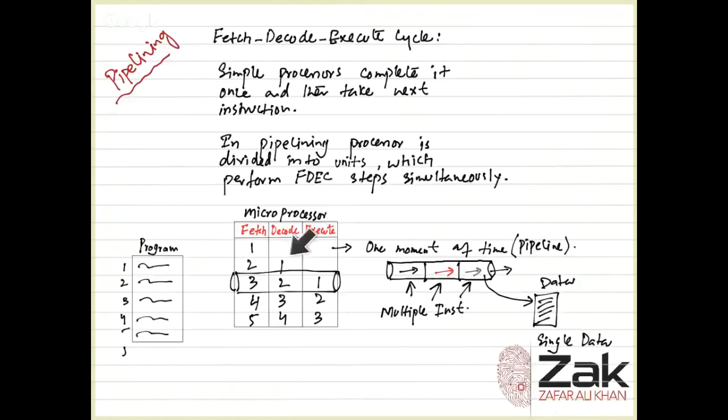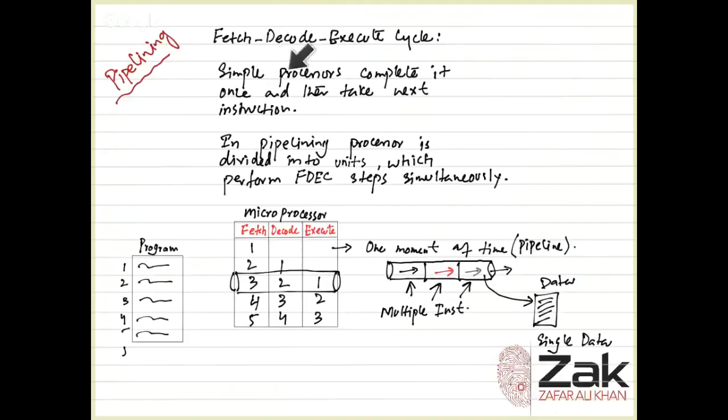This is multiple instructions, single data. Means multiple instructions are in the cycle, but the instruction which is executing is the only one utilizing the data, because the other two are either being fetched or decoded. They are not utilizing the data. So the one which is being executed is utilizing the data. So multiple instruction, single data. MISD.